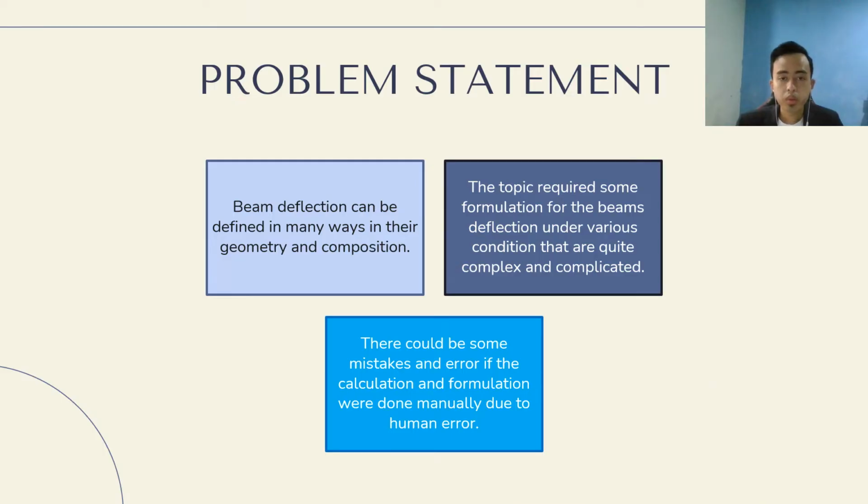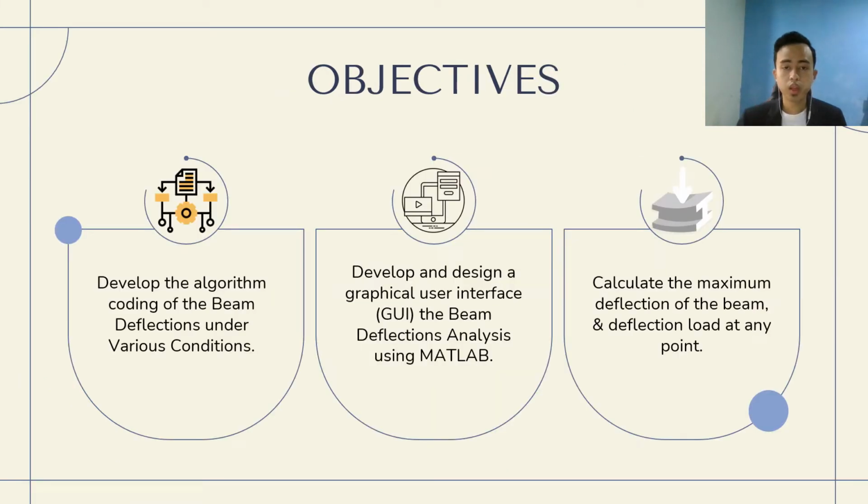For the problem statement found in this project, beam deflection can be defined in many ways in their geometry and composition. Next, the topic requires some complex and complicated formulation for the beam deflection under various conditions. And lastly, because the formulation and calculation were done manually, there could be human errors and mistakes that cannot be avoided.